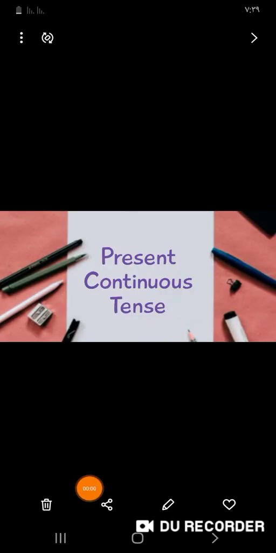What about the present continuous tense? The present continuous tense is a tense that expresses an action that's happening at the moment of speaking. It happens now, okay? So here if we have a timeline, we have past, now, and future. So the present continuous is happening now.